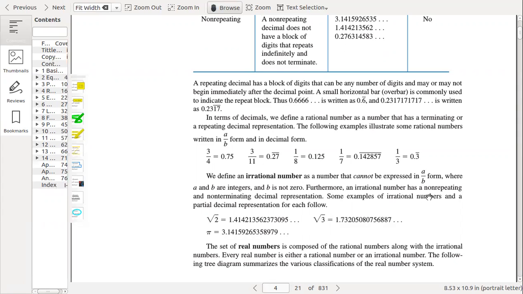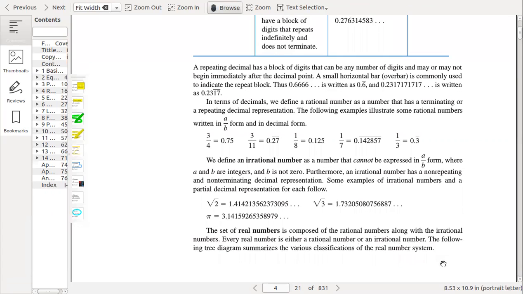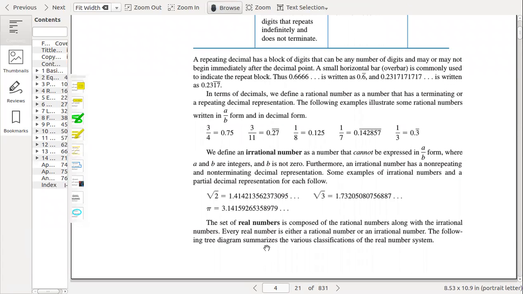And some example irrational numbers are here. Square root of 2 is an irrational number, square root of 3 is an irrational number, and pi is an irrational number. The set of real numbers is actually composed of the rational numbers along with the irrational numbers. So every real number is either a rational number or an irrational number.